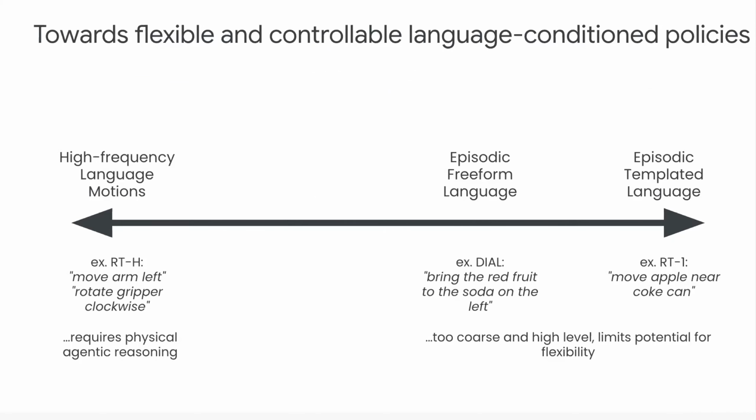If you think about this roughly, left is more granular and right is more coarse. Right is episode-level templated language instructions: pick A, place near B, move apple near Coke can. Very coarse, very high level. We can move it slightly left by rephrasing with hindsight labeling, right?